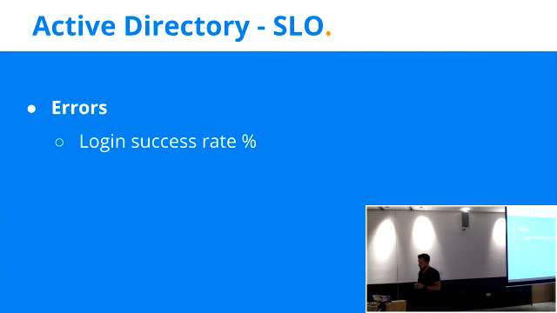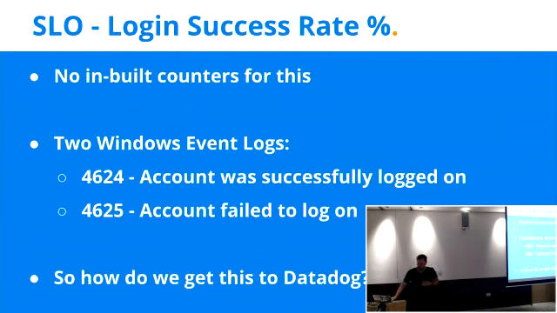So let's try and get the error rate. The problem is there's no built-in counters for this. There's no way that Microsoft exposes to get this information out of Active Directory. But what they do expose is two event logs. So you've got the 4624, which is an account logging in successfully, and 4625, which is an account that failed to log in.